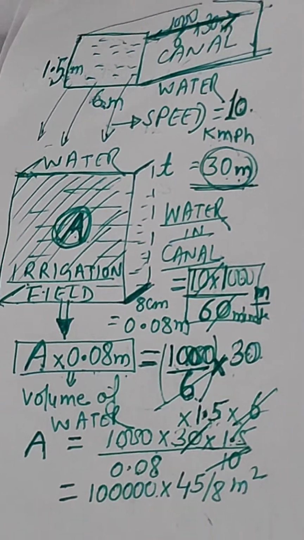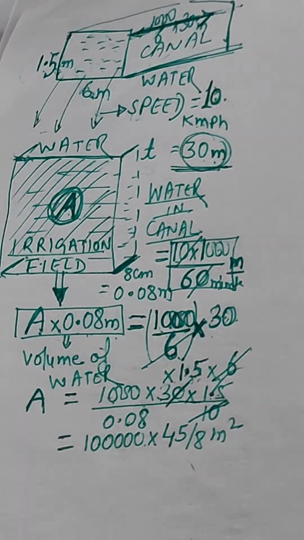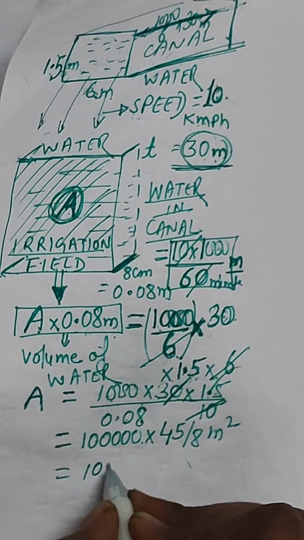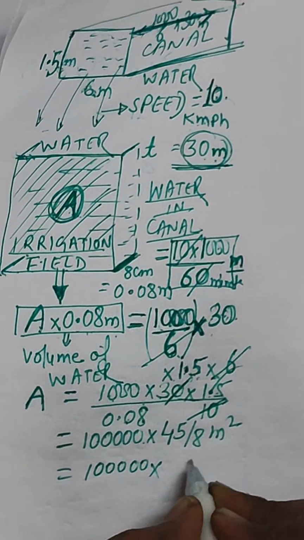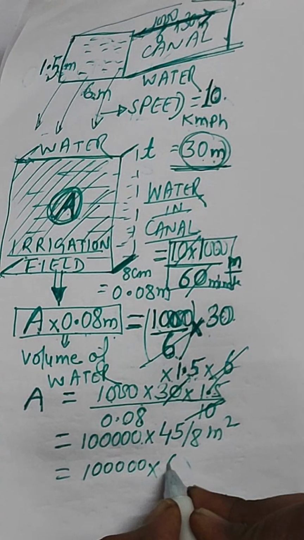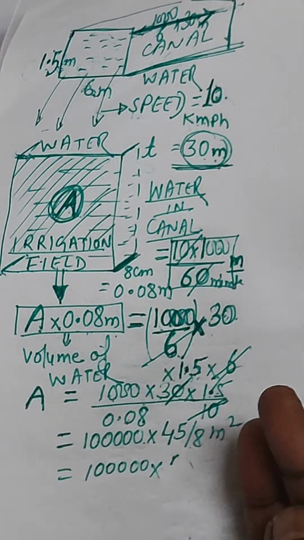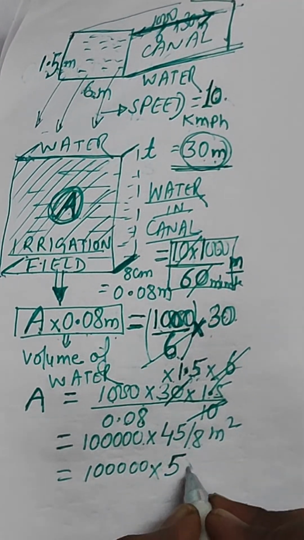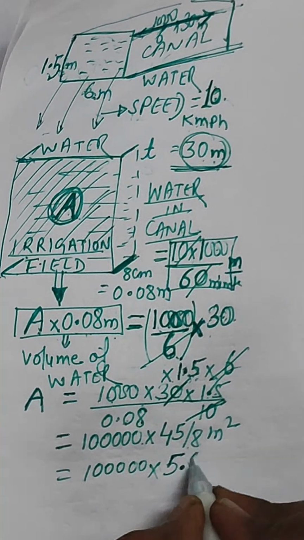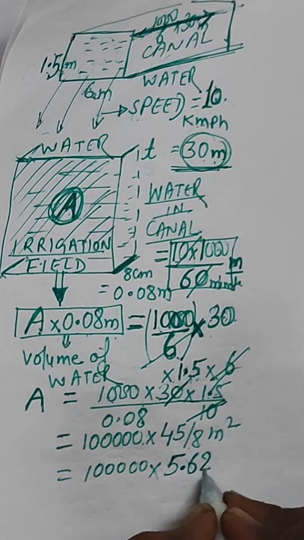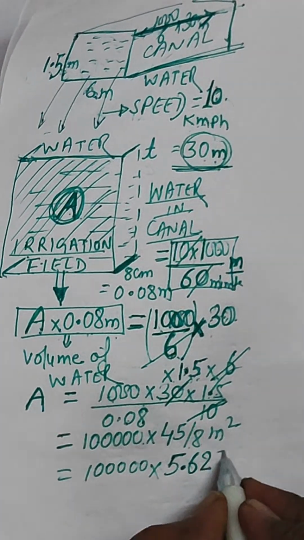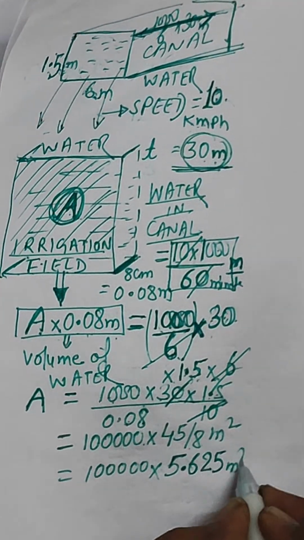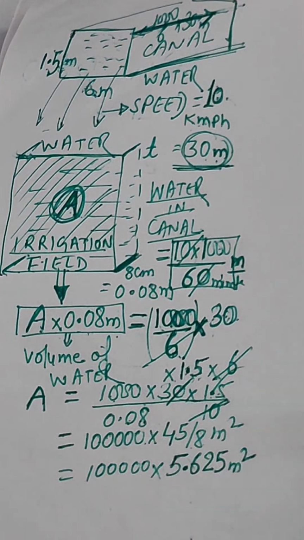Now let us solve it before closing. We'll just arrive at the final answer. So 45 by 8, that will come as, first write these 5 zeros over here, then 8 6 48, 8 7 56, 8 into 5 is 40, carry 5, right? Decimal, 8 6 48, carry 2, 8 2 16, carry 4, 8 5 20. So it will be 5.625 into 10 power 5 meter square of area, which will be irrigated, right?